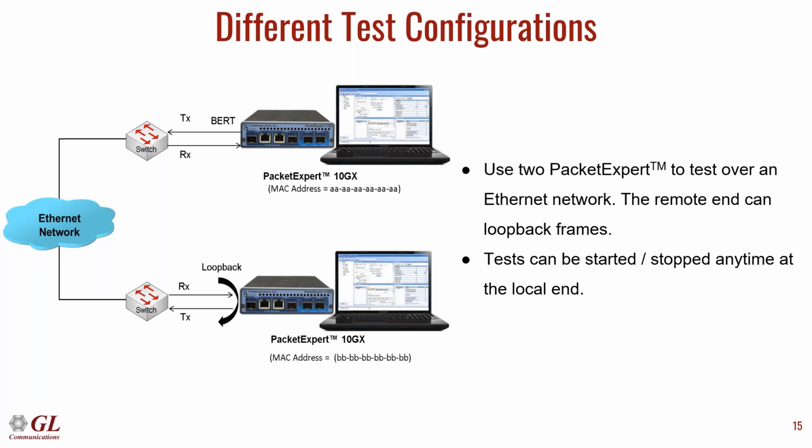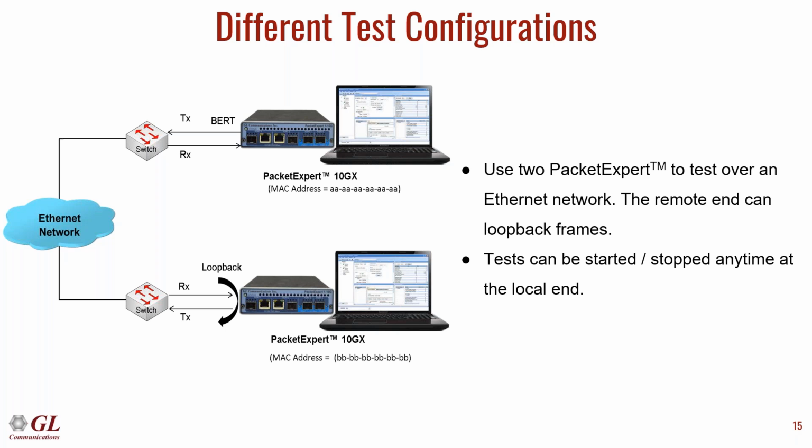Like you can perform layer 2 testing here, where you can just assign MAC addresses to the ports and run a BERT test from one end to the other, an end-to-end BERT test. Or you can run one side BERT and the other side Loopback, where the PacketExpert can also act as a Loopback device. So it will swap the MAC addresses and IP addresses and send back the traffic. So you can do the measurements on one side, or you can do an end-to-end test and do measurements on both sides. So this test can be started and stopped anytime, at either end or at the local end if it's a loopback test.